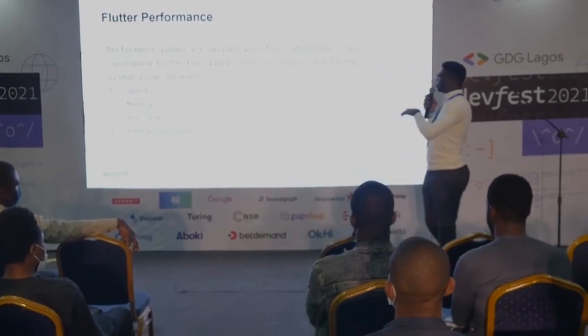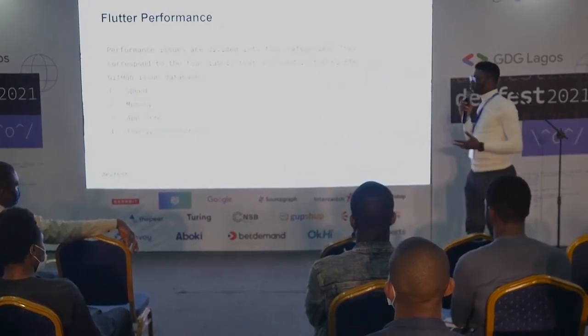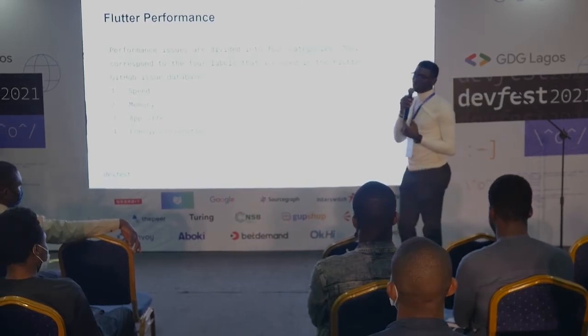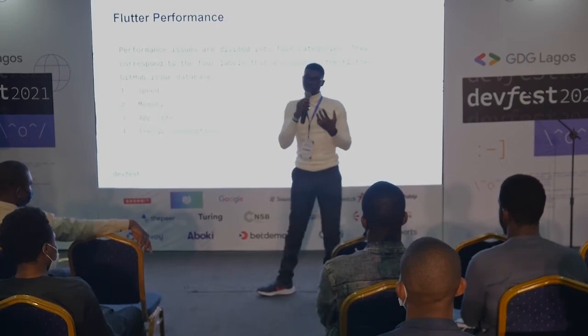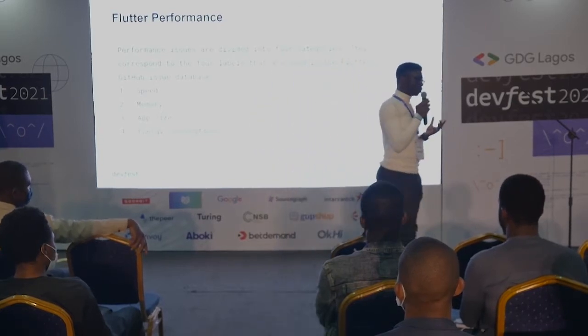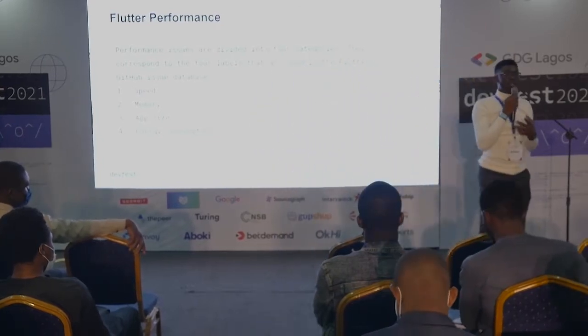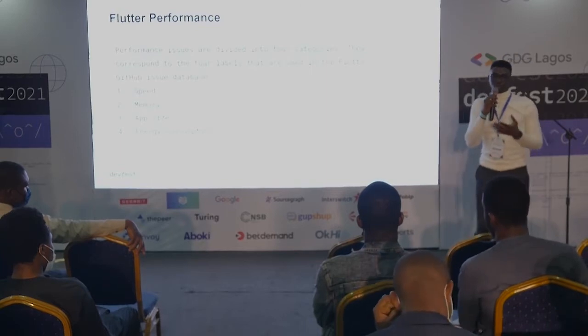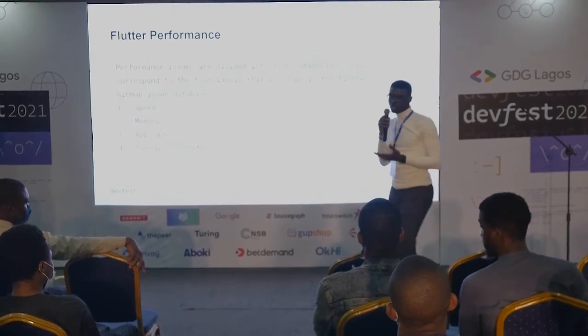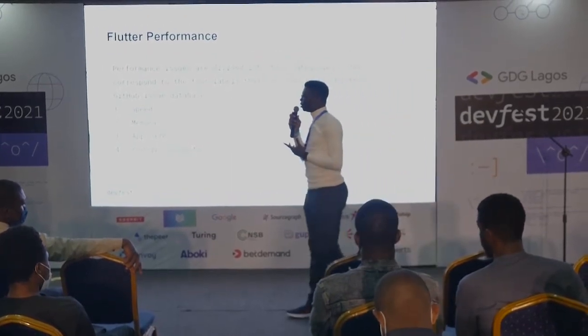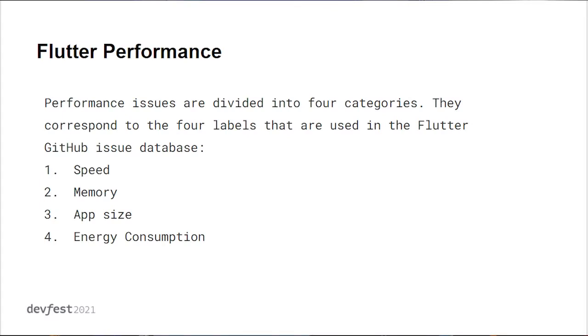Then the second thing we'll be checking is the memory. How much memory does your application consume? How much, will I say, storage does it consume? But we're not just measuring only the physical space it consumes. We're also going to measure the CPU usage, the memory usage, and stuff like that, and would also get into that. Then we have the app size.